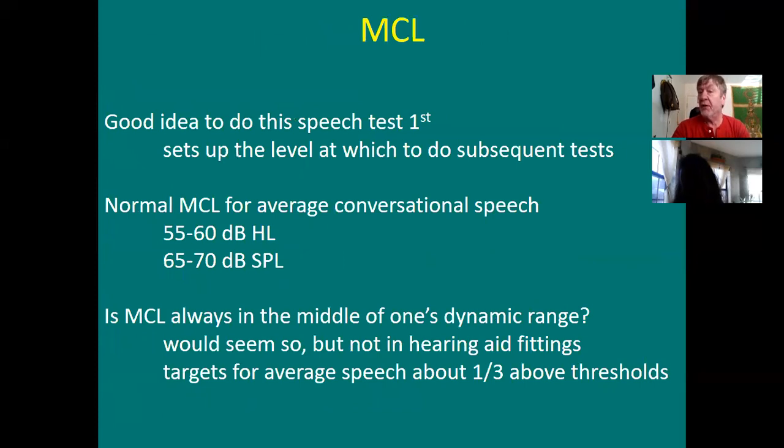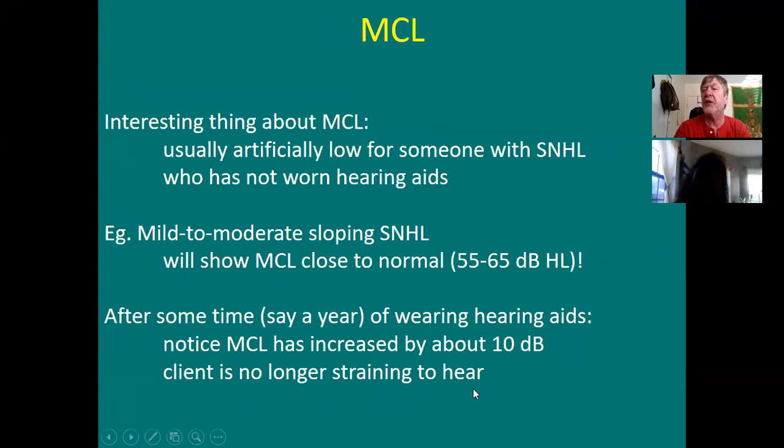Regular MCL for average conversational speech. What did we say? 55 to 60 dB HL, 60 to 70, 65 to 70 decibels SPL. And is MCL always in the middle of one's dynamic range? Not always. In some hearing aid fittings, it ain't. The target for average speech is usually about a third above the hearing levels, but we'll get more to that later on.